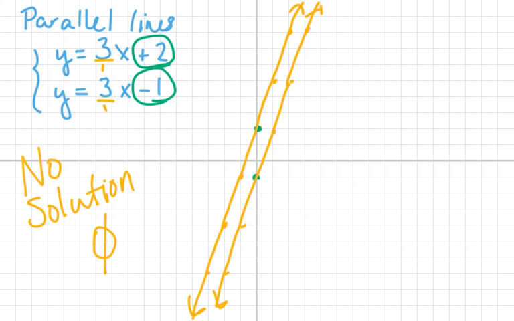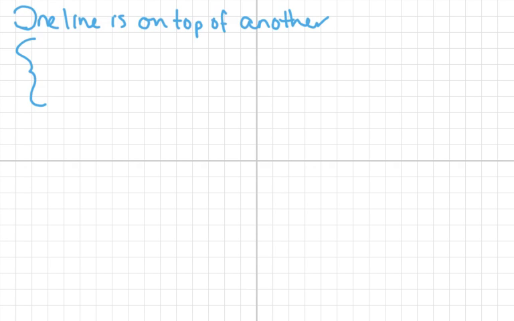And let's go to our third example, and that was where one line is on top of another line. So let me show you an example that looks like that. So this is the third case. One line is on top of another. Here's an example of one.